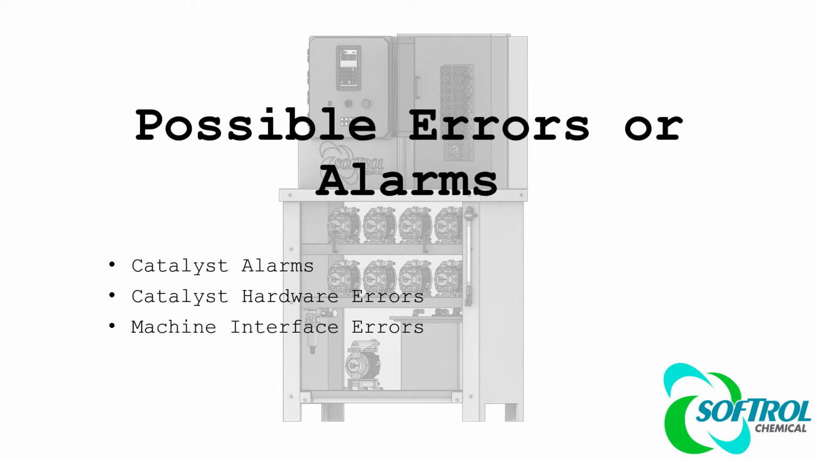This is a video to demonstrate the possible errors or alarms on this system and how to clear them. The catalyst part of this system can have up to 7 different alarms.